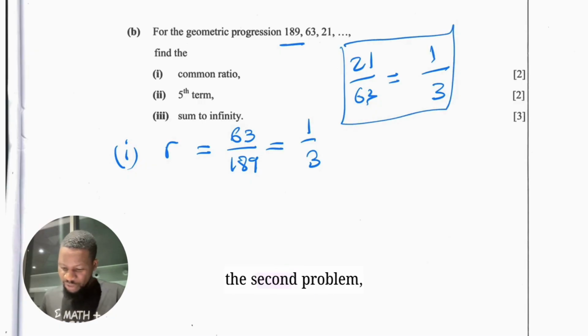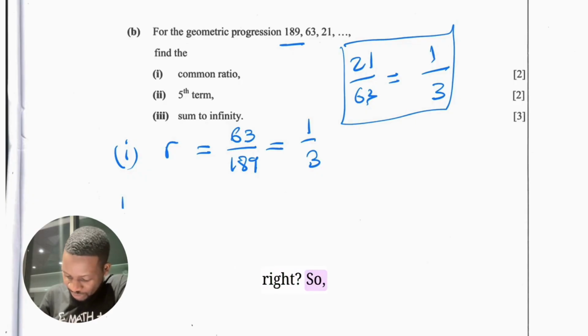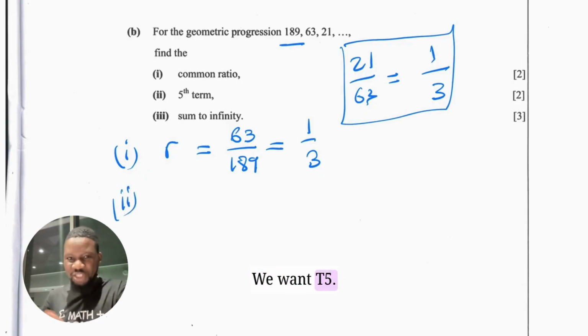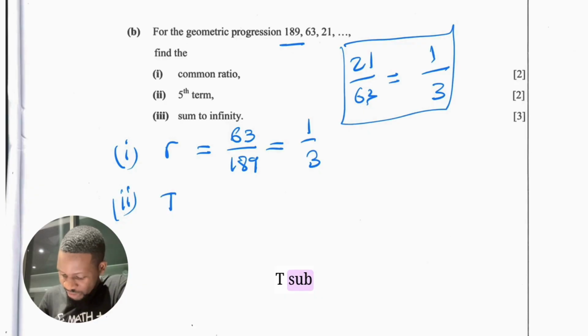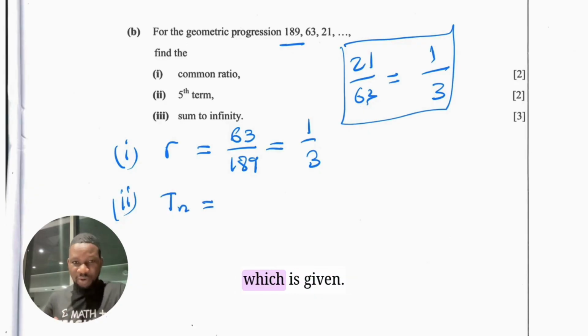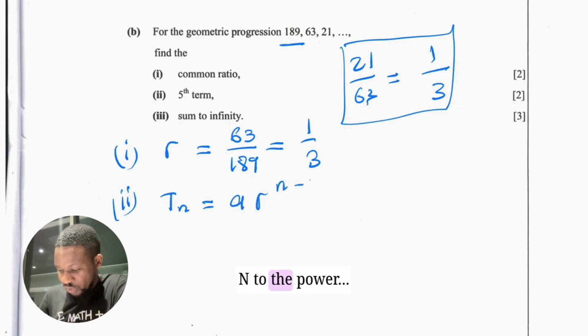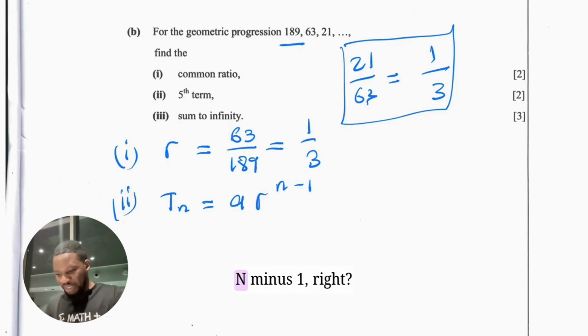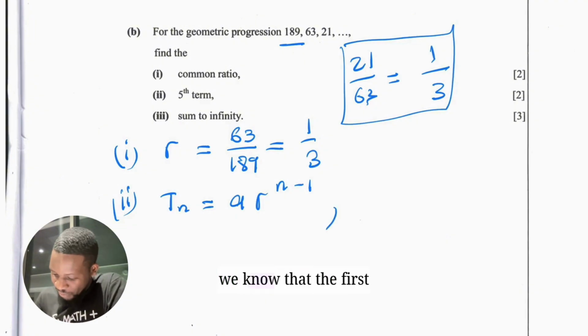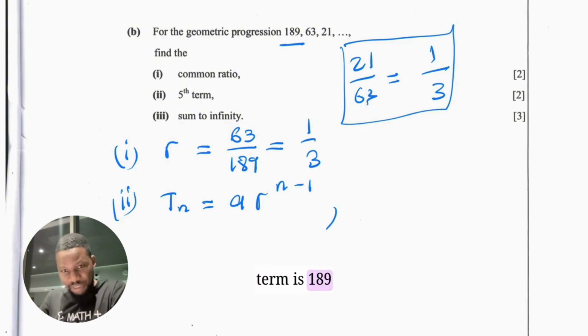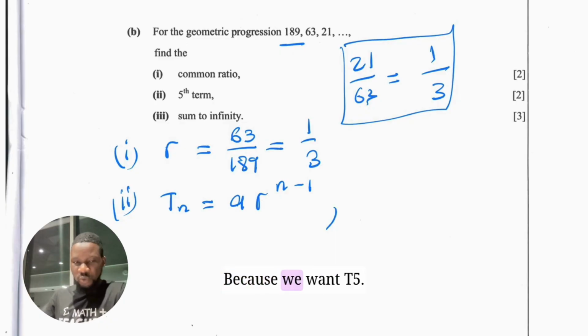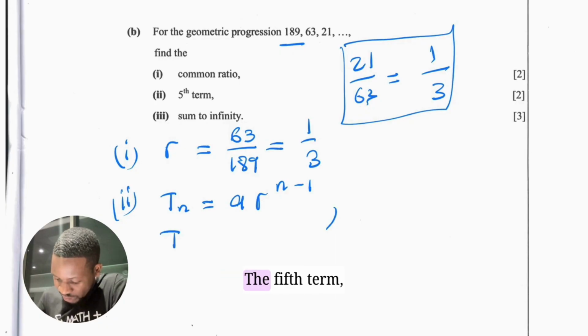Okay, now the second problem, we want the fifth term, right? So number 3, we want t5. So t sub n is given by, this is a formula which is given, the first term multiplied by the common ratio to the power n minus 1, right? Then we know that the first term is 189, and n here is 5. Why? Because t5, okay? So the fifth term, t5 is, a is 189.